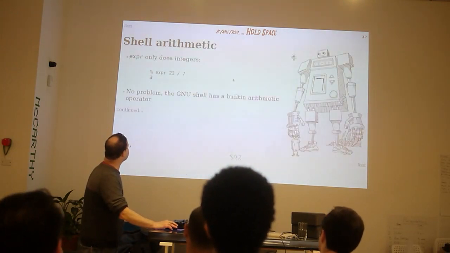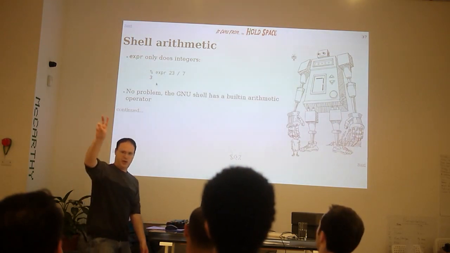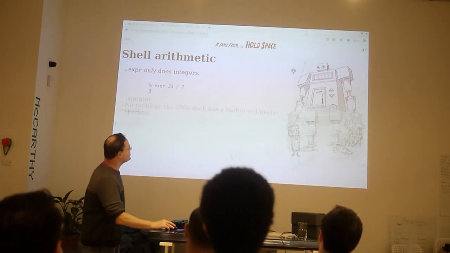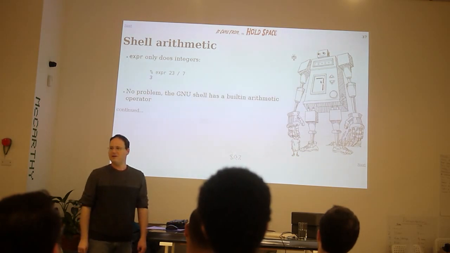Expr only does integers, so you say expr 23 divided by 7. 3! Everybody knows who this person is? Nobody knows.